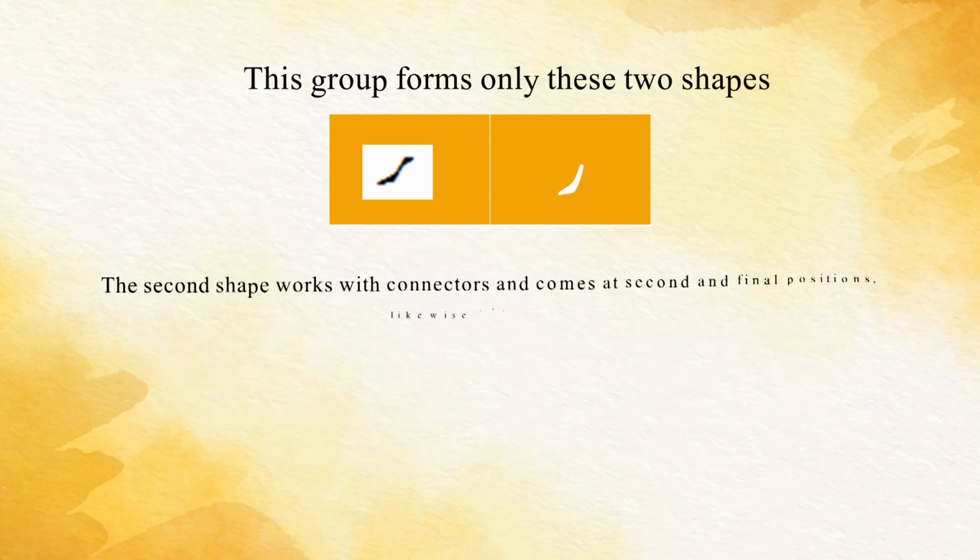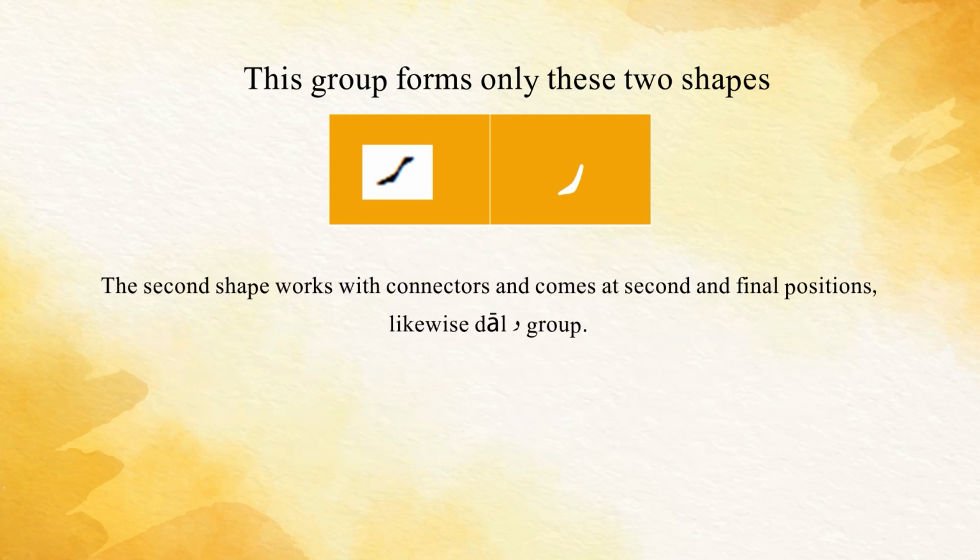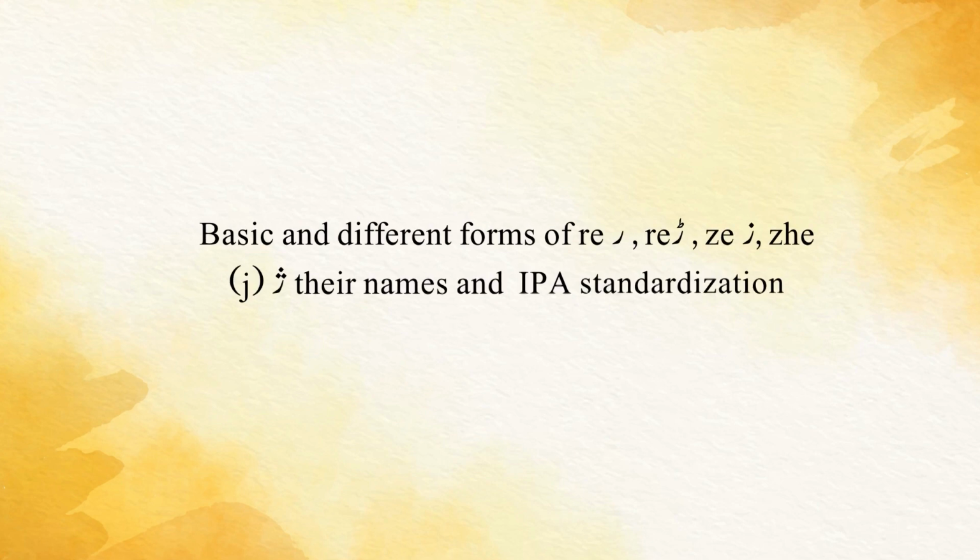The second shape works with connectors and comes at second and final positions, likewise the dal group. This is the second shape, and we told you that it is foot like. Okay, we have the basic and different forms of ray, day, z, j, their names and IPA standardization.